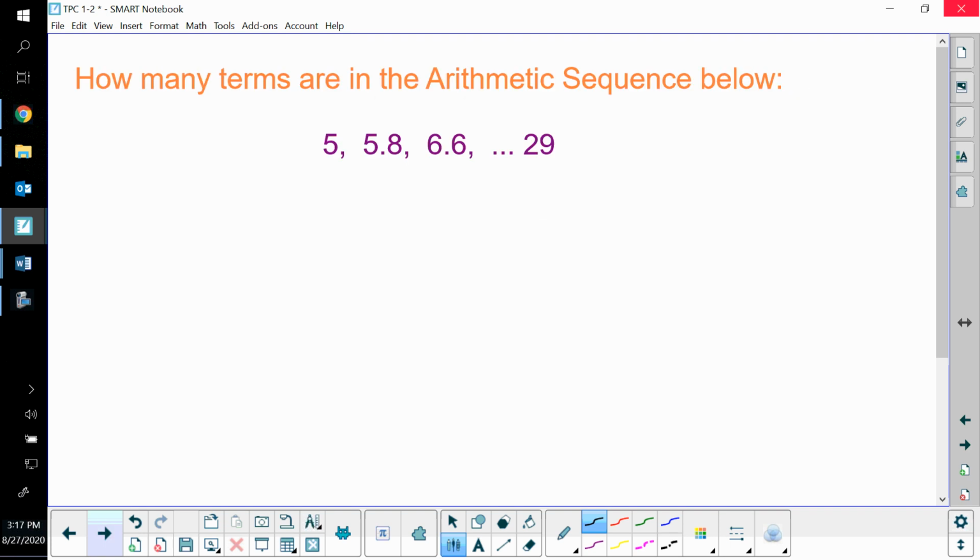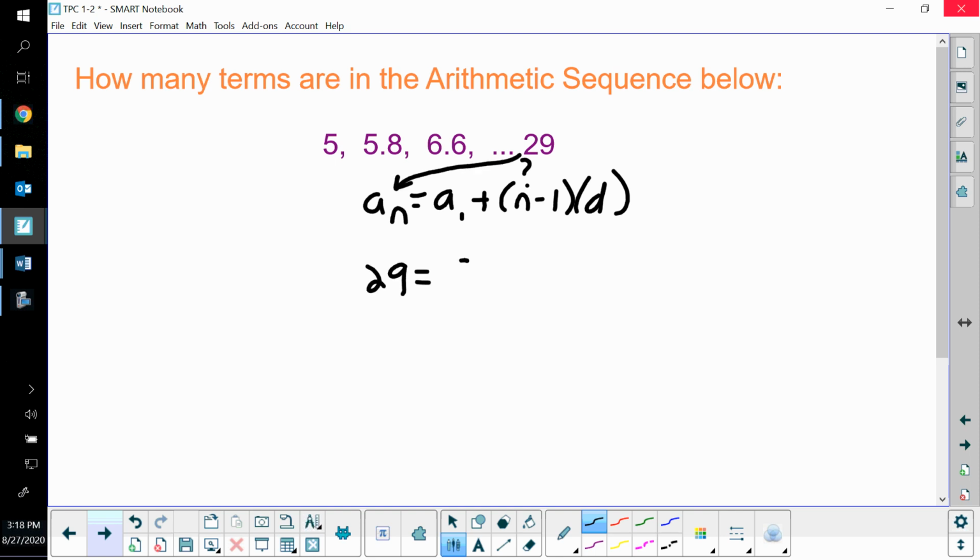How many terms are in this sequence below? Well, again, that's saying how many spots there are. So we're just trying to find the n again. So 29 is the value of that spot we're looking for. A1 is 5, and our d is just 0.8.